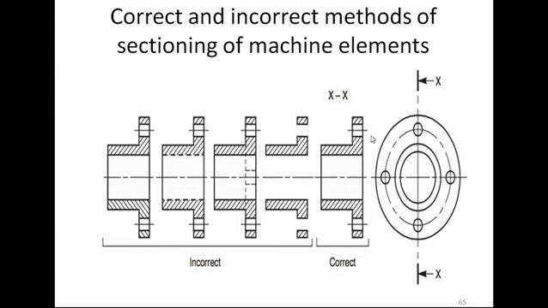Here this is a hole, we have kept it as it is, and here this is a hole, we have kept it as it is. Whatever material has been cut by our plane, we have done the hatching. Here we have done the hatching, here, here and here. The material where we actually have taken the cut, that is where the hatching is done. So this is the correct method.